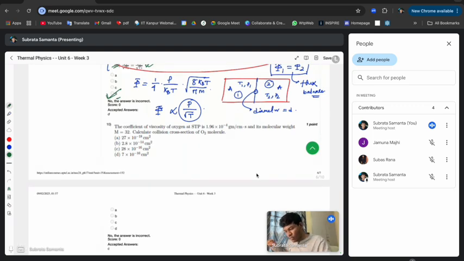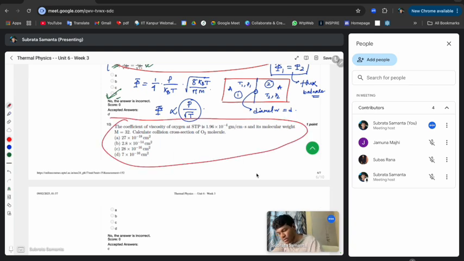So the problem is that the coefficient of viscosity of oxygen at STP is 1.96 times 10 to the power minus 4 gram per centimeter times second, and its molecular weight is given. M is 32. Oxygen we know. Calculate the collision cross sections of O2 molecules.